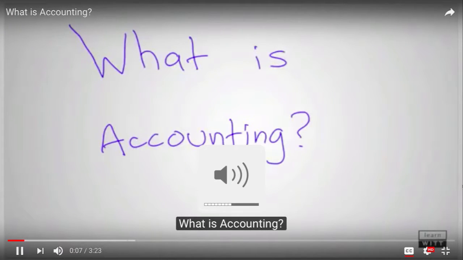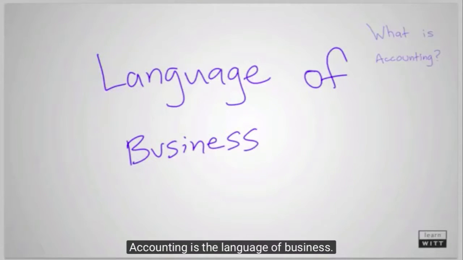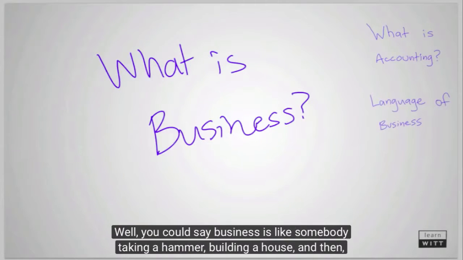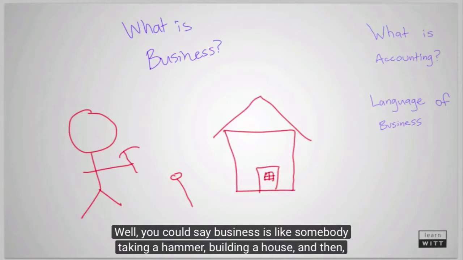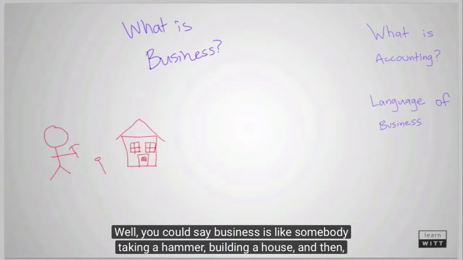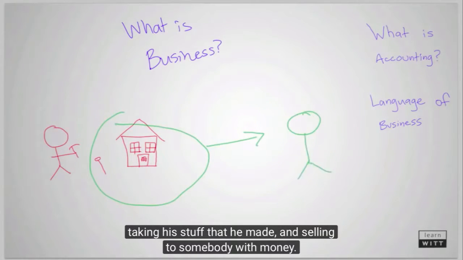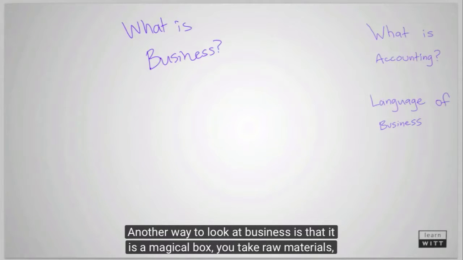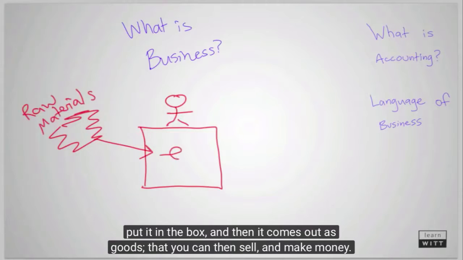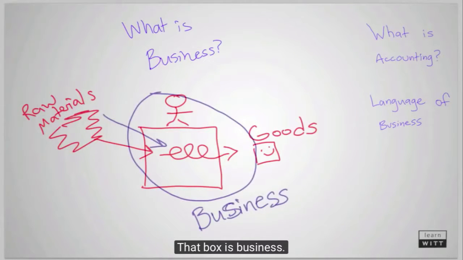What is accounting? Accounting is the language of business. Well, what is business? Well, you could say business is like somebody taking a hammer, building a house, and then taking his stuff that he made and selling it to somebody with money. Then they make their exchange and it's all good. Another way to look at business is that it is a magical box. You take raw materials, put it in the box, and then it comes out as goods that you can then sell and make money. That box is business.